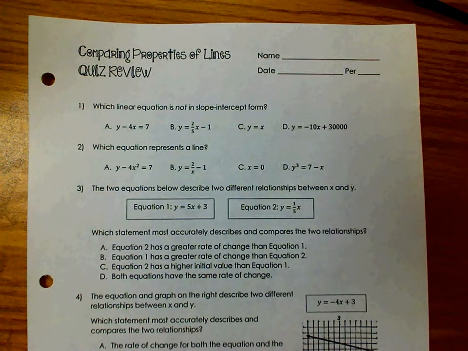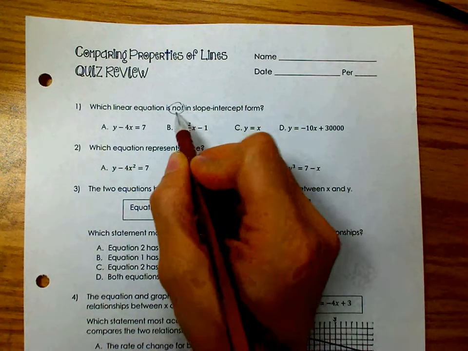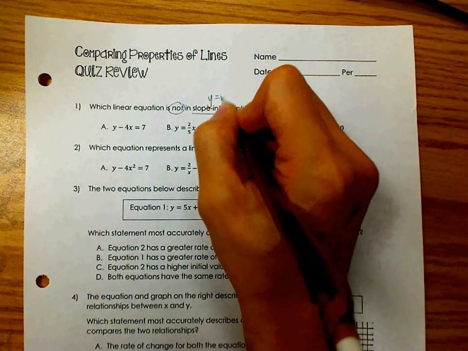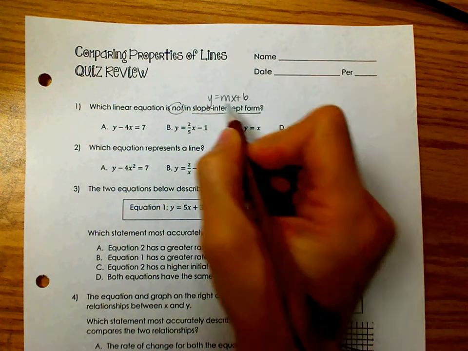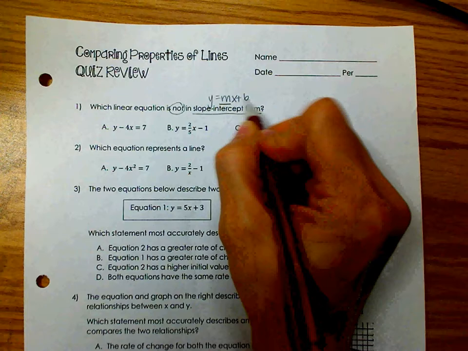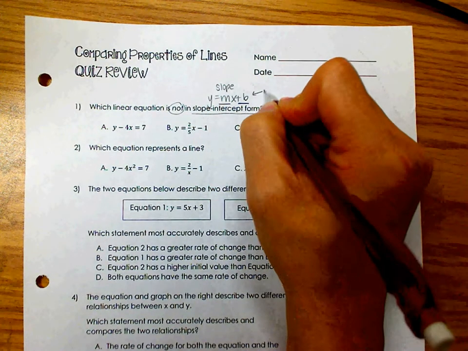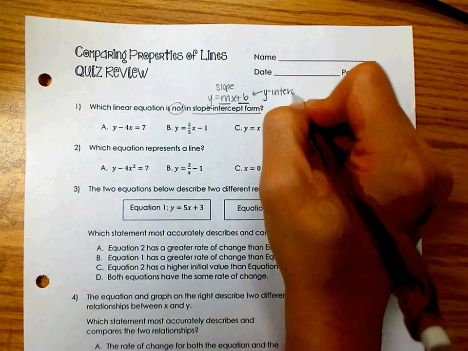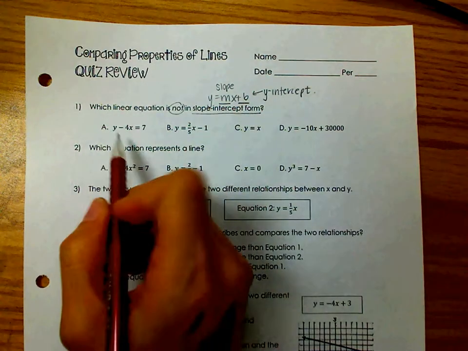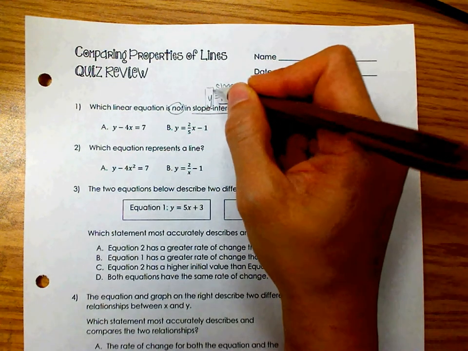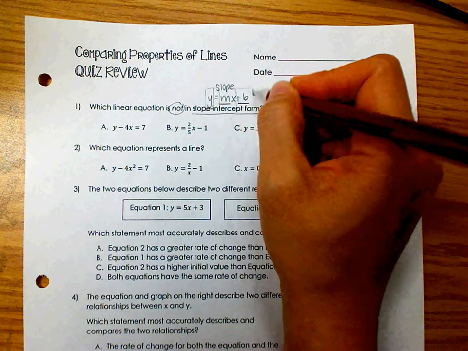Number one, which linear equation is not, so pay attention to that word, in slope-intercept form. So y equals mx plus b is slope-intercept. Why is it called that? Because here's your slope and here's your y-intercept. Okay, so let's see. You're looking for the y being by itself, then you have the equals, then you have your mx, and then you have your b.